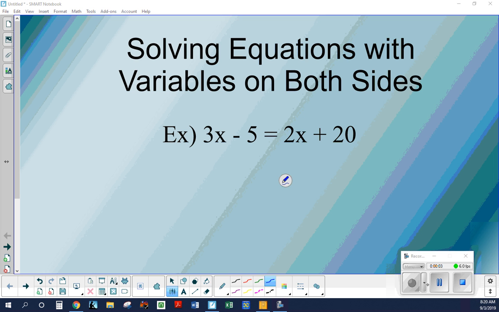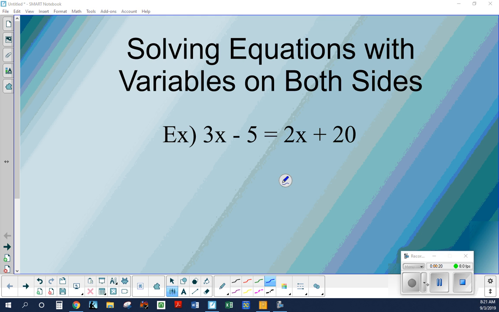Hello, today's lesson is on solving equations with variables on both sides. So that means we're going to have a variable like x on both sides of the equal sign, just like in this example right here, 3x minus 5 equals 2x plus 20.